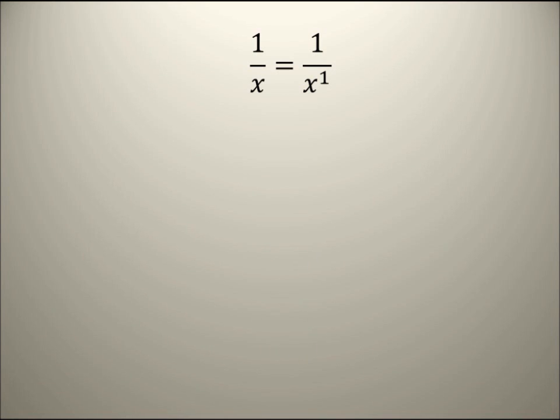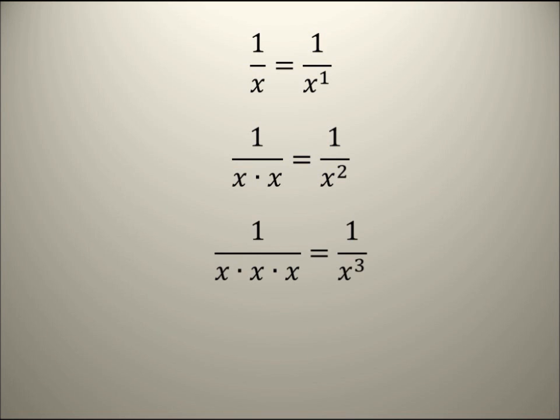Now in this case, indices laws don't really simplify anything much, so we just refer to it as 1 over x. But if we divide by x again, we can rewrite that as 1 over x squared, because in the denominator we've got 2 x's multiplied together. We use indices laws and say that's x squared, so we say 1 over x squared. Again, 1 over x cubed, and finally 1 over x to the power 4. So indices laws are useful if we're multiplying and if we're dividing.